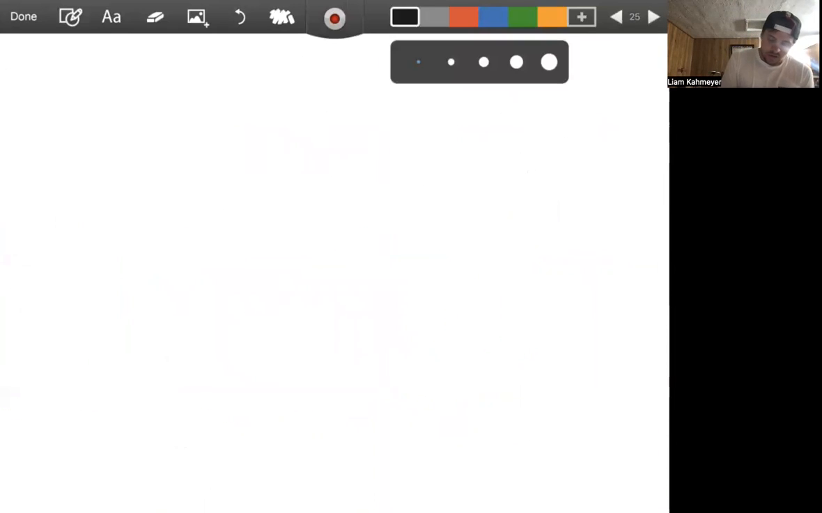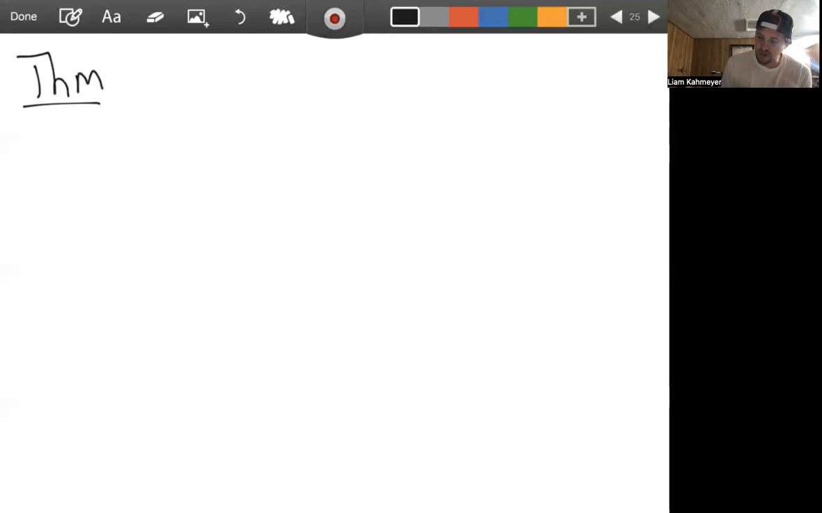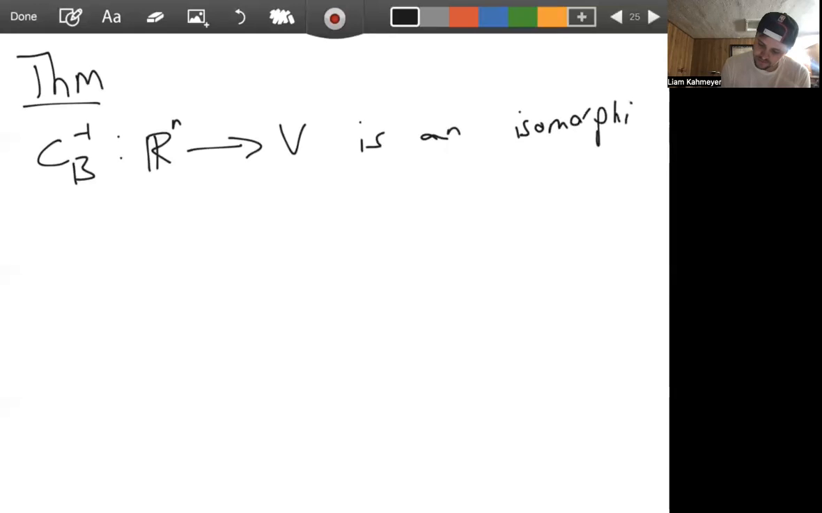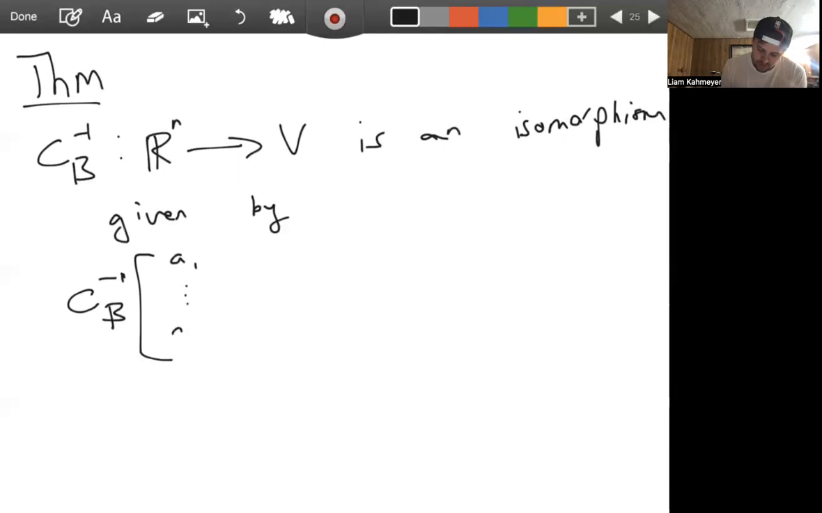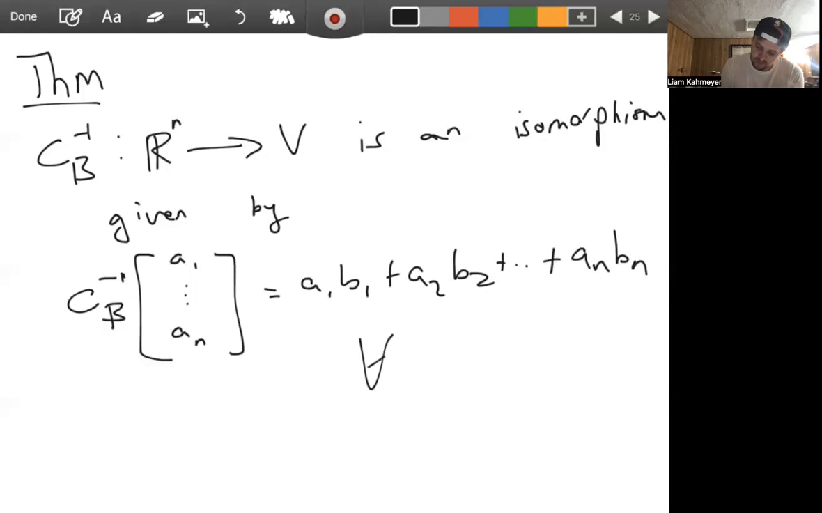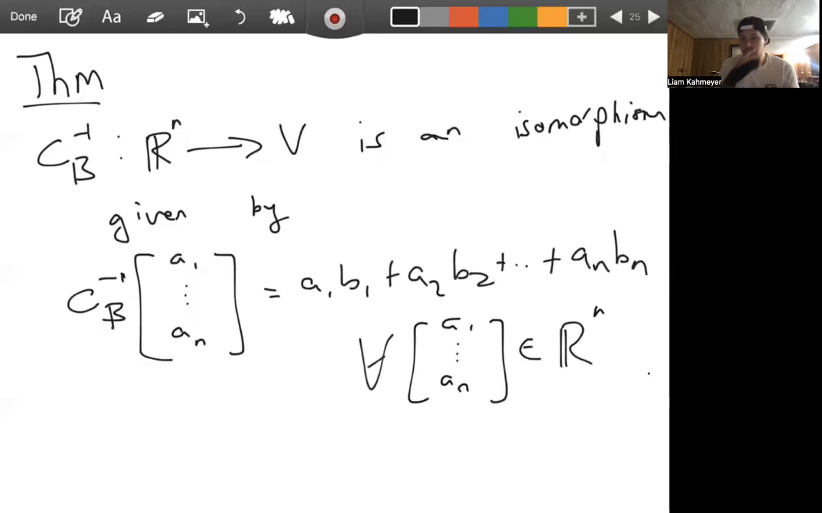Because the coordinate transformation is an isomorphism, this means CB inverse from Rn to V is also an isomorphism, given by CB inverse of (a1 through an) equals a1 b1 plus a2 b2, et cetera, plus an bn, for all a1 through an contained in Rn, right? So that's important to note.